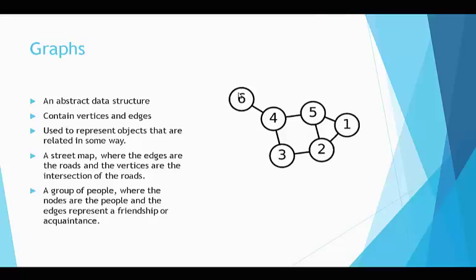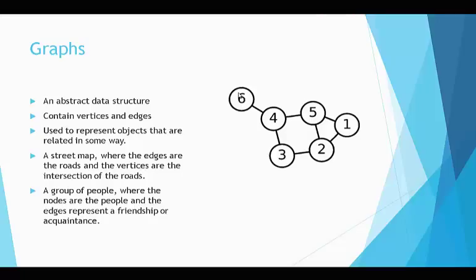A graph is used to represent objects that are related in some way. For instance, a street map. Say we have a street map of Manhattan where the edges represent the roads and the vertices are the intersections of the roads. Because graphs are used to relate objects together, any streets that intersect with one another are related, because you can use one road to get to another road by passing through an intersection.